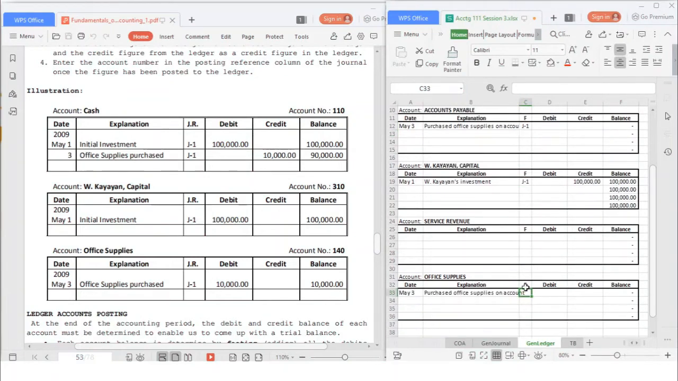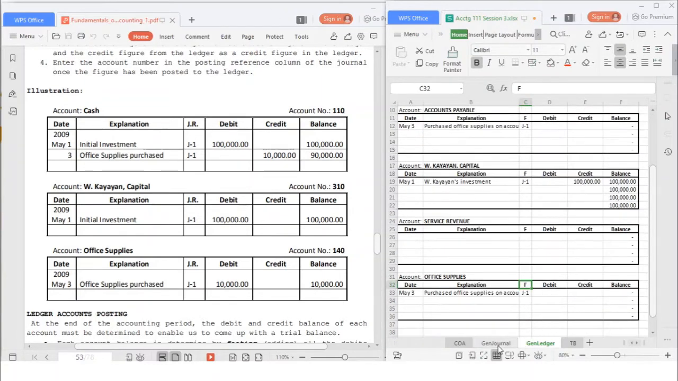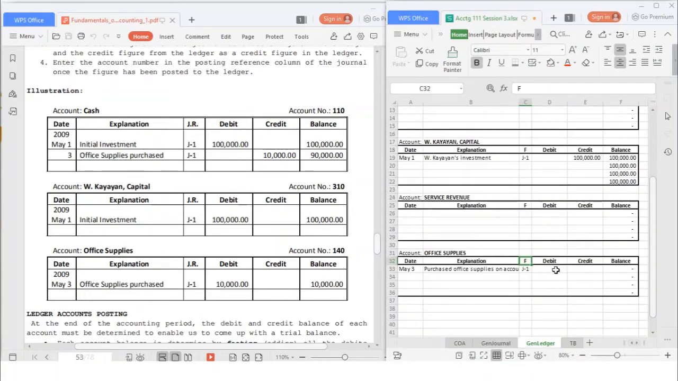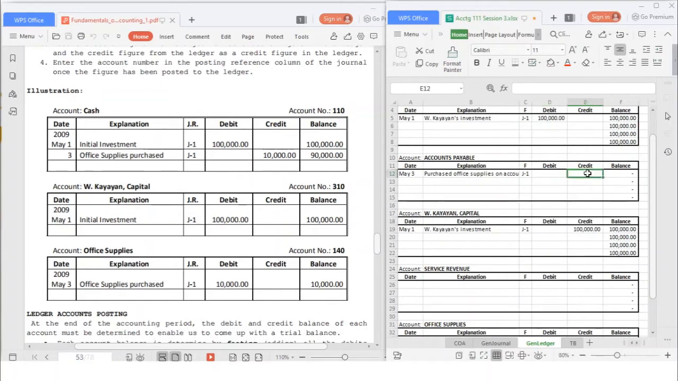So, J1 again. Then again, we debit office supplies. The amount is 20,000, so debit 20,000. And then accounts payable, we credit by 20,000.